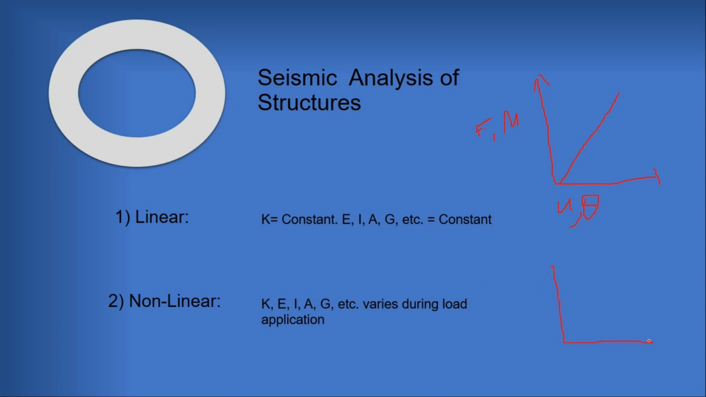Whereas in real life, the graph will not look like that, because the structures and members are non-linear in real life. That's why it will be linear for some part, and it will be curved like this. This is the actual curve, and non-linear analysis is extremely tedious and complicated. That's why we mostly use linear analysis.